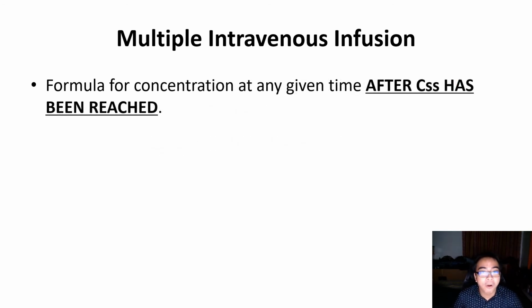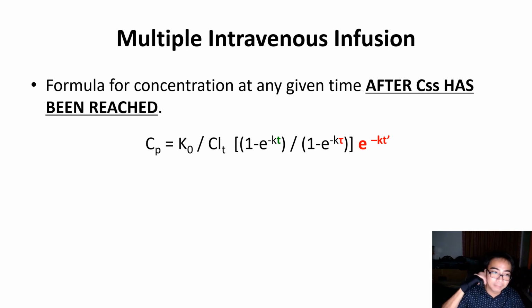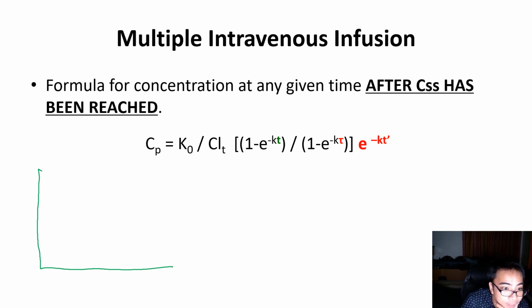Now, formula for concentration at any given time after CSS has been reached. Ito yan. Ang nangyari dito, class, mag-drawing na lang tayo para mas malinaw. Assuming, class, that the drug is already at CSS. So, obviously, ito itsura niyan. Okay? Ito yung infusion. This is tau. This is T, infusion time. So, infuse ulit ako. Tapos, ito. Okay.